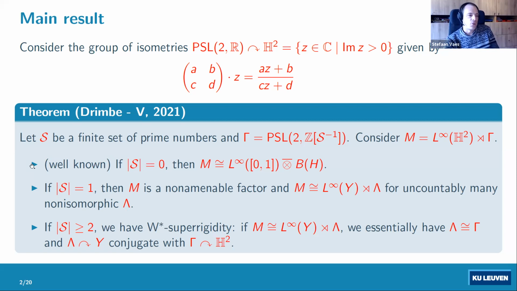As is, of course, well known, if I don't add any prime number, PSL2Z itself has a fundamental domain when acting on the hyperbolic plane. Therefore, the von Neumann algebra completely trivializes. Now, if I add only one prime number, we will see that the result is a II-infinity factor. It's not amenable. It's a non-injective II-infinity factor. But it's not at all rigid.